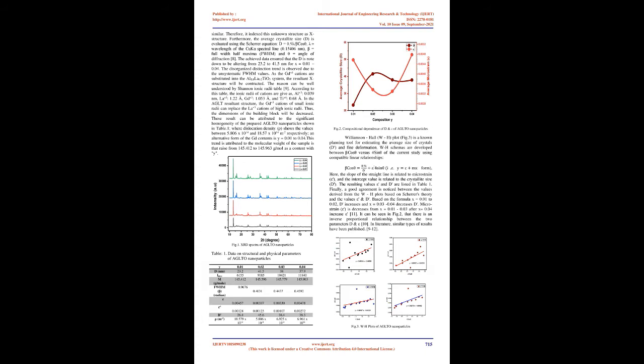7. Experimental part. To set up the AGLTO nanoparticles, the precursor materials like La(NO3)3·6H2O, 99.8% purity, Sigma Aldrich, Al(NO3)3·9H2O, 99.8% purity, Sigma Aldrich, Gd(NO3)3·6H2O, 99.9% purity, Sigma Aldrich, and TiO2, 99.9% purity, Sigma Aldrich, were taken into a glass container containing distilled water as per the stoichiometric proportion.